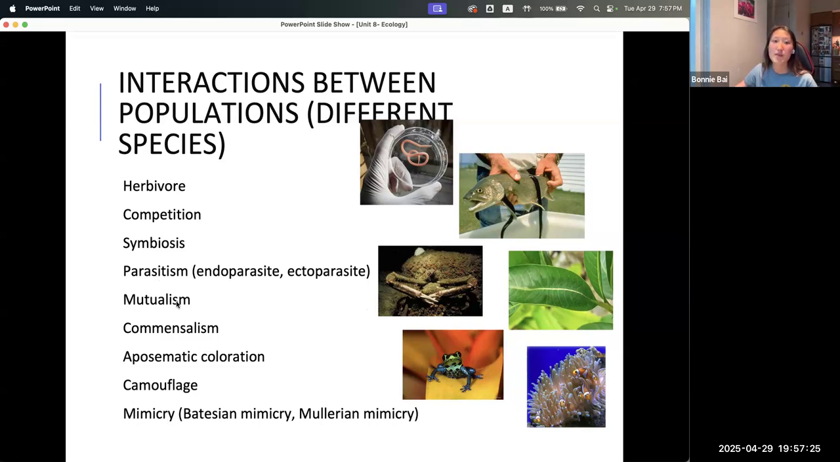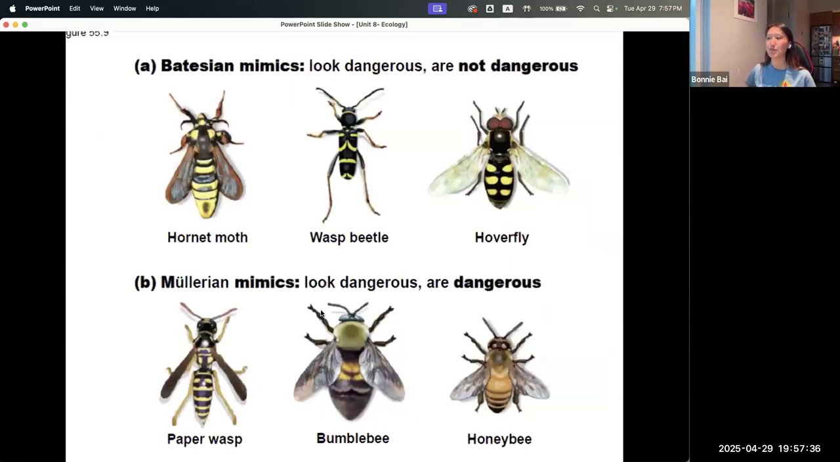So parasitism, mutualism, and commensalism, all three of them are subcategories of symbiosis, which is just a close relationship between two different species. And then mimicry, really, you don't need to know.